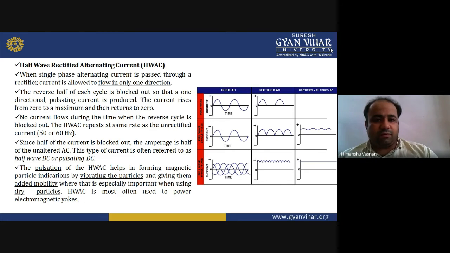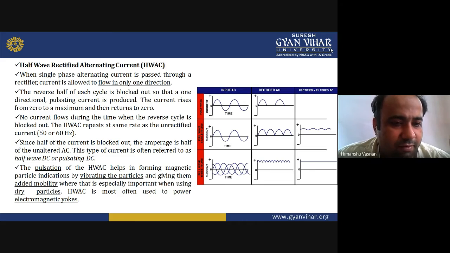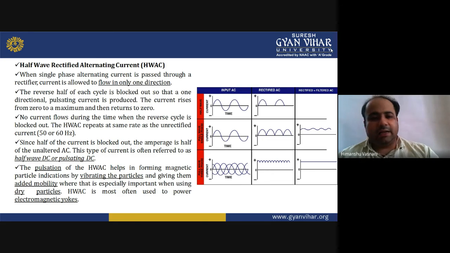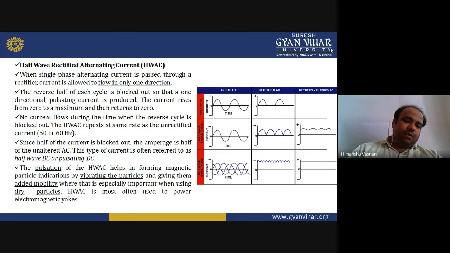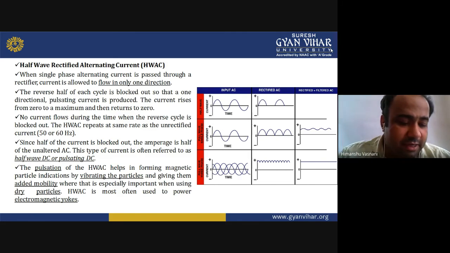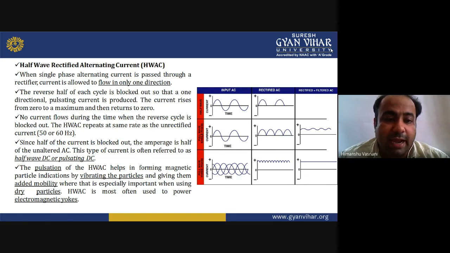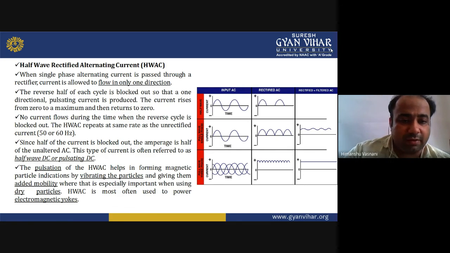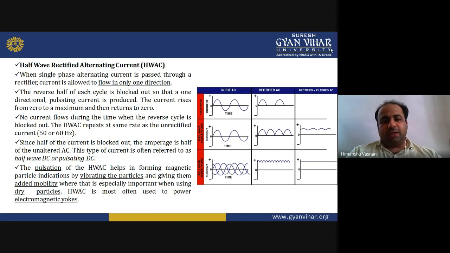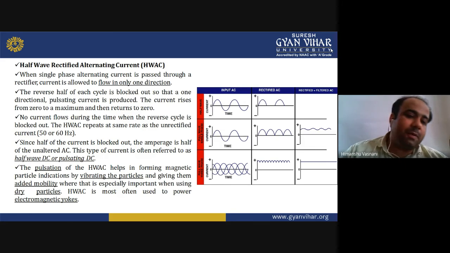This type of current is often referred to as half-wave direct current or pulsating direct current. The pulsation of the HWAC helps in forming magnetic particle indications by vibrating the particles and giving them added mobility. That is especially important when using dry particles.